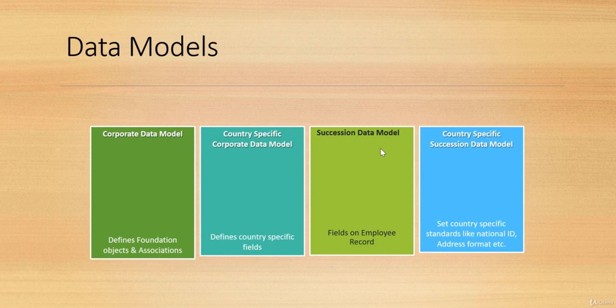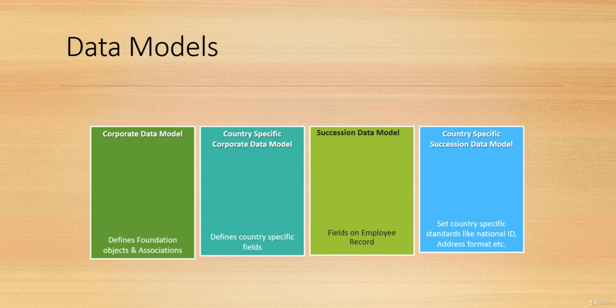The succession data model basically defines the fields on the employee record. Like we saw the employee class field, similarly employment type, employee type, all these fields are defined in the succession data model, whereas the country-specific succession data model defines country-specific formats like national ID and address formats. So these are the four data models which are used.